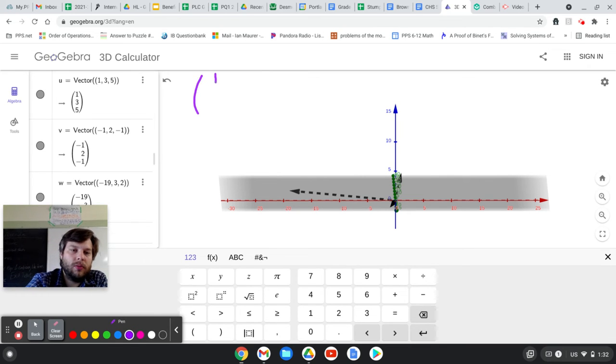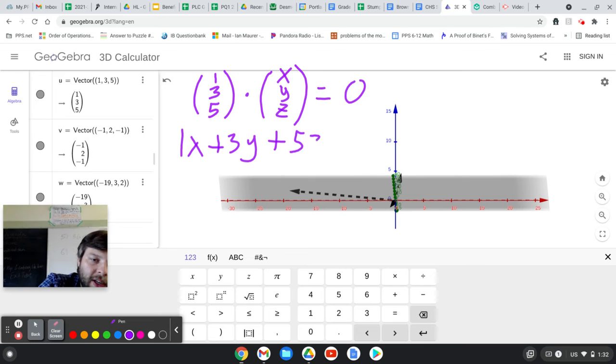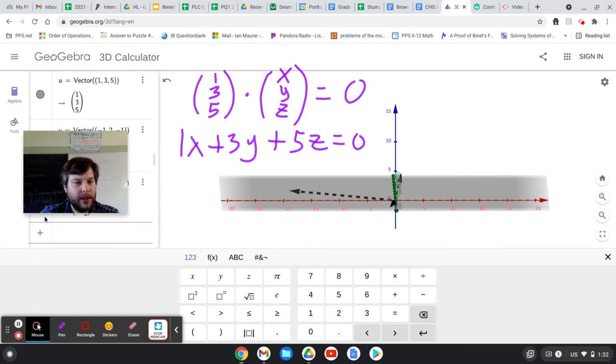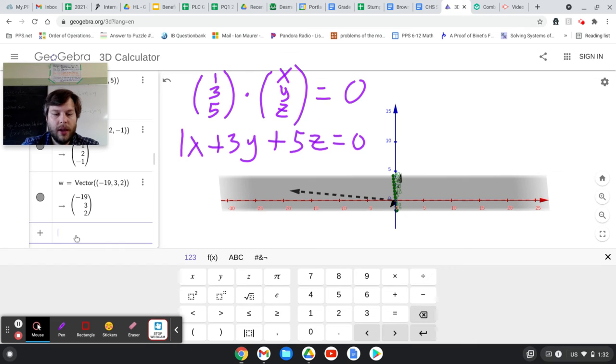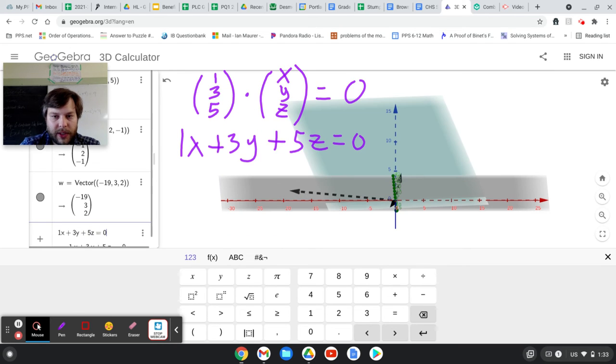So we say 1, 3, 5, dot with an arbitrary vector, x, y, and z. And we know that that is going to have to equal 0. And then we come up with this wonderful equation: 1x plus 3y plus 5z is equal to 0. And if I type that equation in to my grapher here, move my little face out of the way, 1x, I guess the 1's redundant, 1x plus 3y plus 5z equals 0.